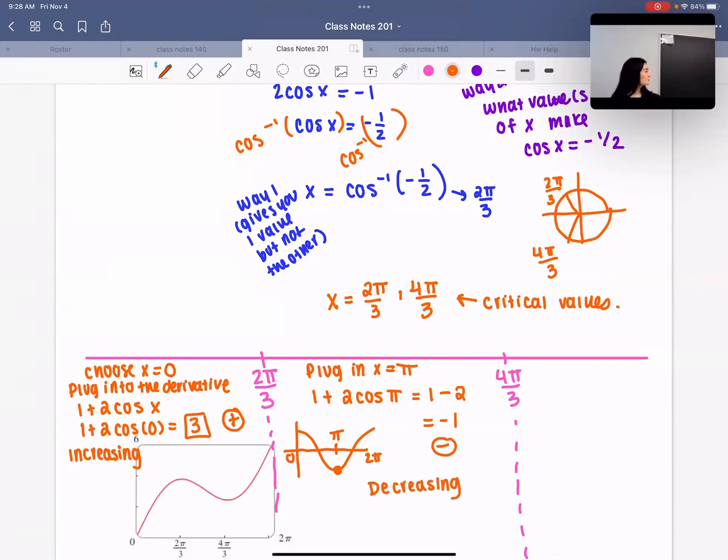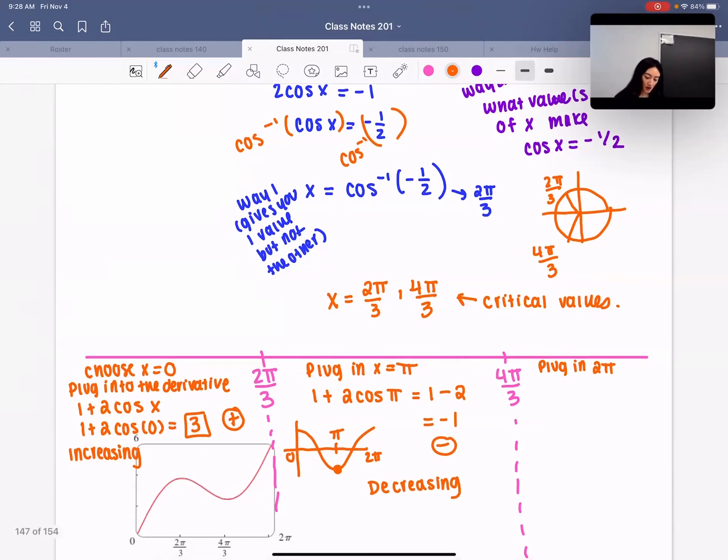Finally, can you give me an easy number bigger than 4 pi over 3? 2 pi. 2 pi is the number that I want to hear because it's easy to plug in, easier than the other ones, right? So let's plug in 2 pi. We'll do 1 plus 2 cosine of 2 pi. What's the cosine of 2 pi? 1, good. Remember, it's the same as cosine of 0. So that's 3, which means we're increasing.